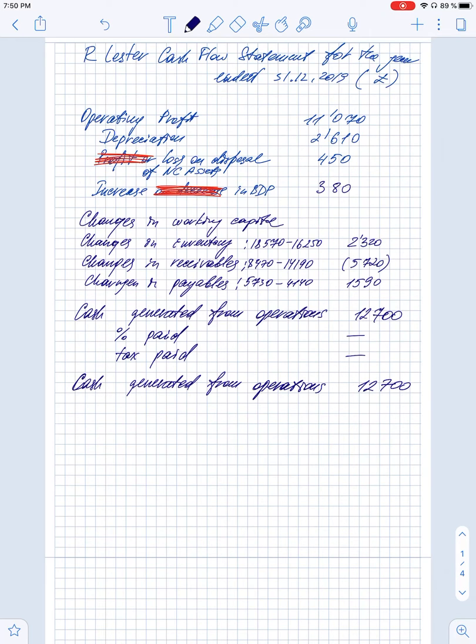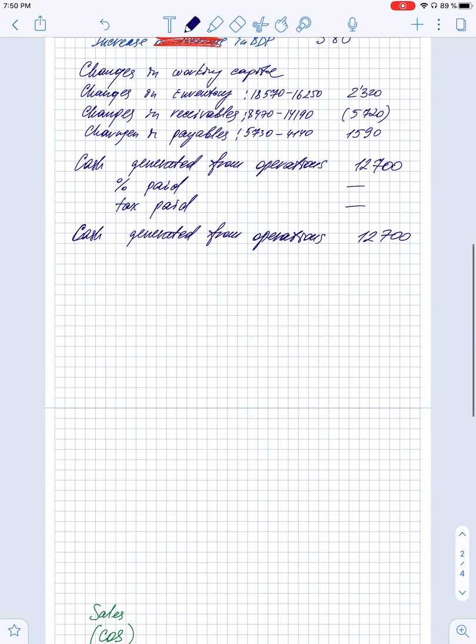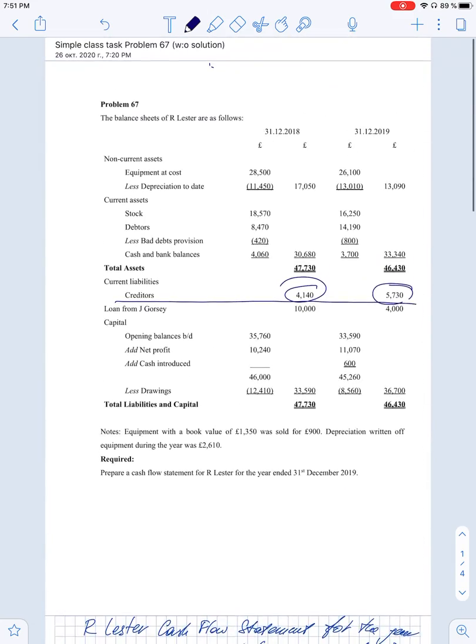Which section should appear below cash generated from operations? Cash from investing activities, cash flow used in investing activities. So we have to name that section cash flow used in investing activities. And here we have to list all the purchases and all the sales of non-current assets.